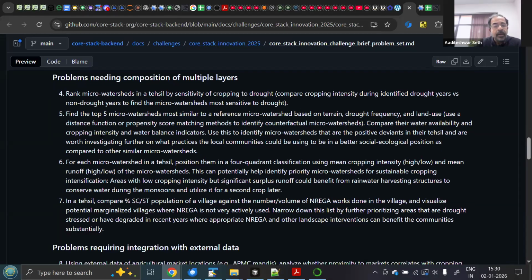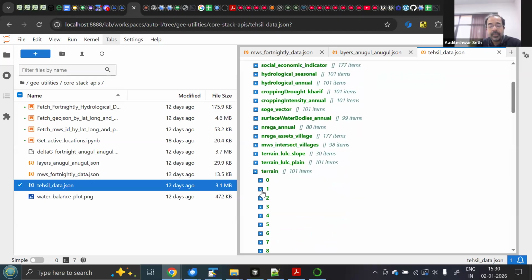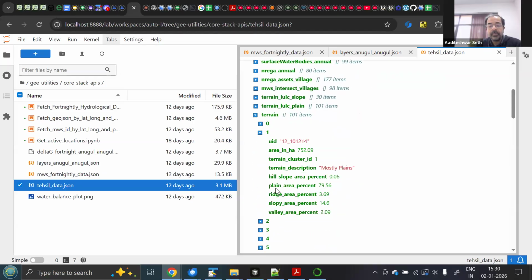Find the top 5 microwatersheds most similar to a reference microwatershed based on terrain, drought frequency, and land use. So this is again quite interesting, right? Now all these microwatersheds, like we saw, have different values for these properties. So in terrain, for example, we have computed how much percentage area in this microwatershed is plain, how much is under ridges, slopes, valleys, and so on.